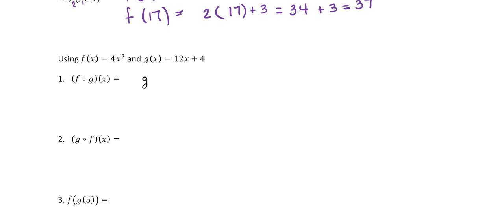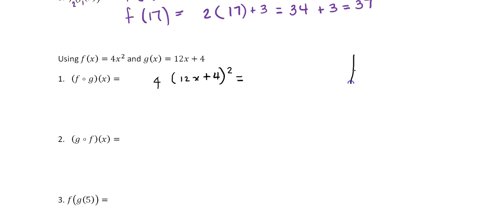Actually, let me go ahead and erase that. So I'm going to have a 12x plus 4. And then I'm going to plug that in, this is my new x, into this formula. So I'm going to have 4 times the quantity 12x plus 4, squared. And at this point, I'm going to go ahead and do the multiplication. I won't necessarily do the multiplication in all of them going forward, but for the time being I want to do at least one or two of them.